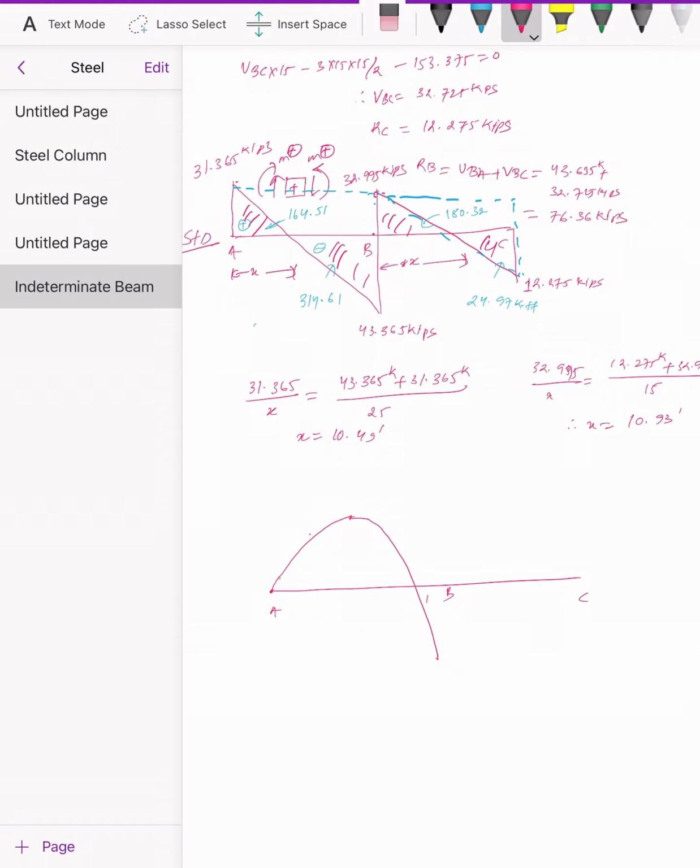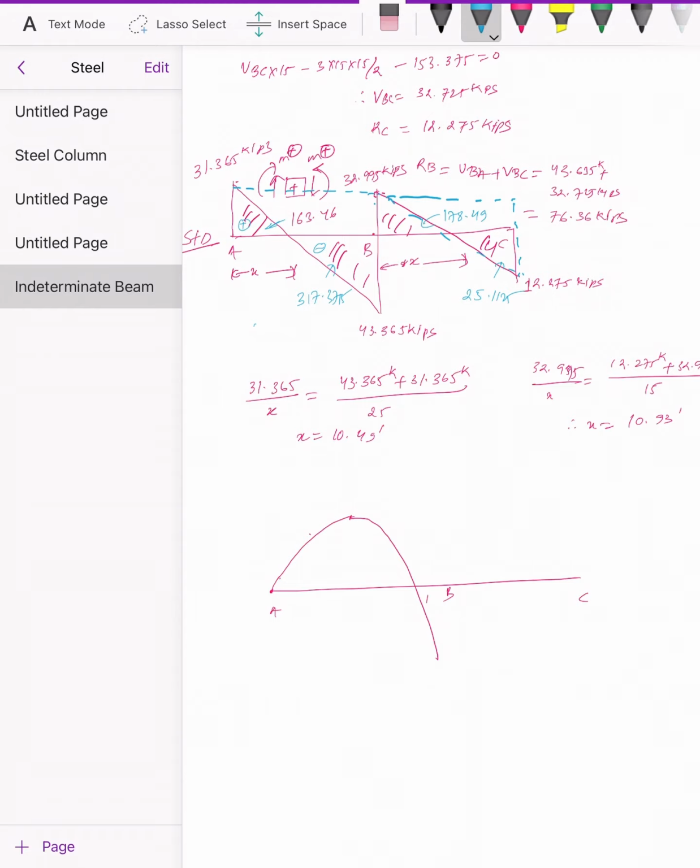This value will come out to be, it's not 164. Let me rewrite this again. So this one we made a little rounding error in our calculation. So 163.46. This moment is going to be 317.375, this moment is going to be 178.49, and this area is going to be 25.1125, something like this over here.